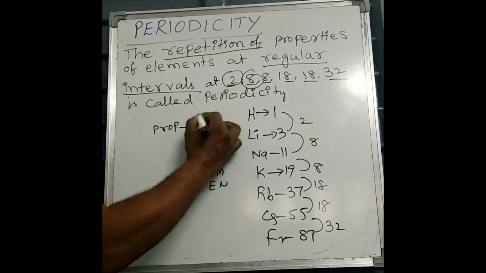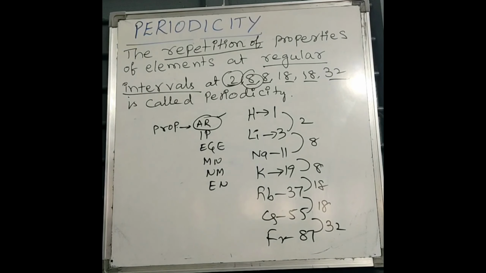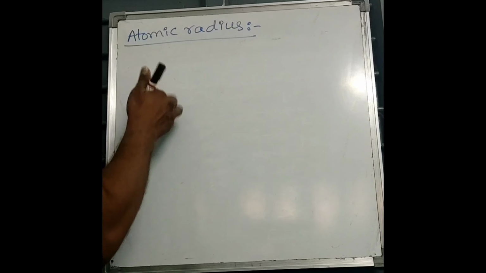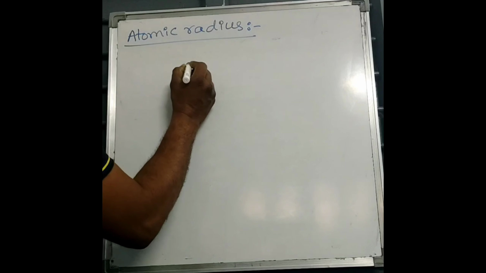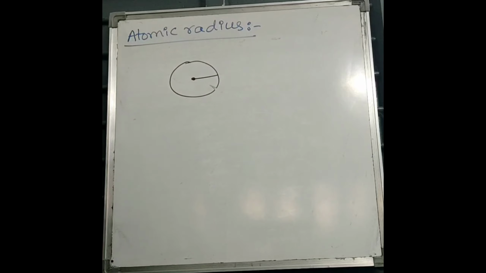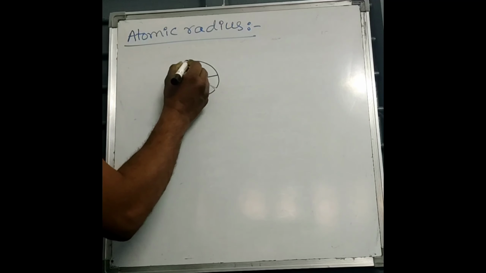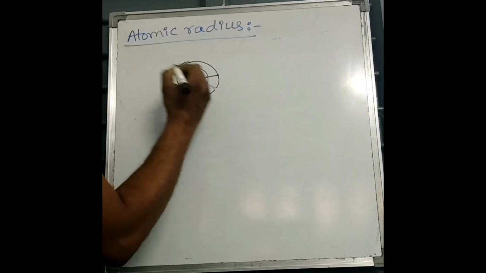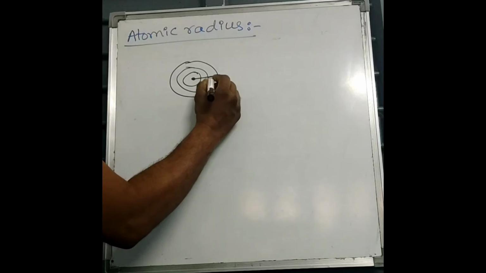The first one is atomic radius. Atomic radius is defined as the distance between the nucleus and the outermost orbit. Say for example, it is an outermost orbit. Then the distance between the center of the nucleus and the outermost orbit is called what? Atomic radius.